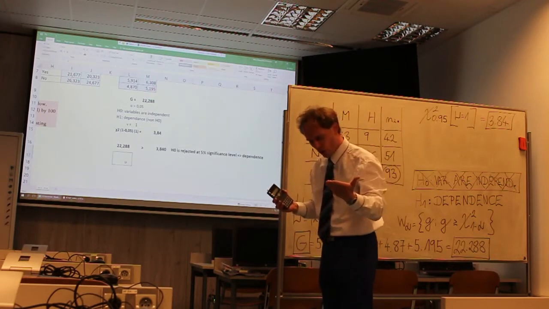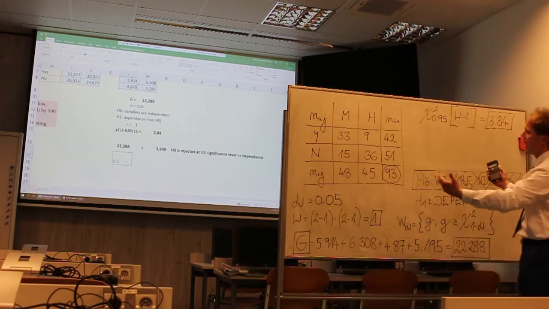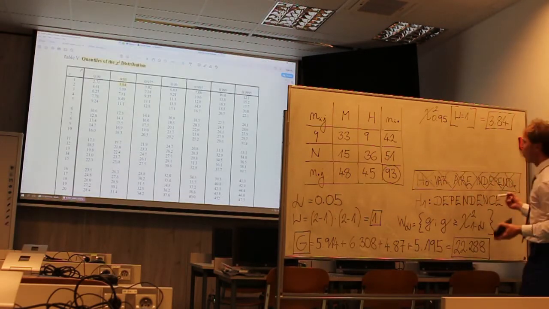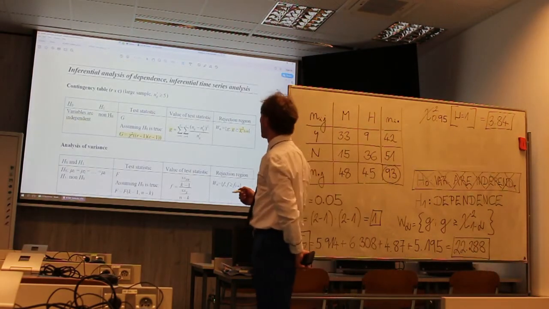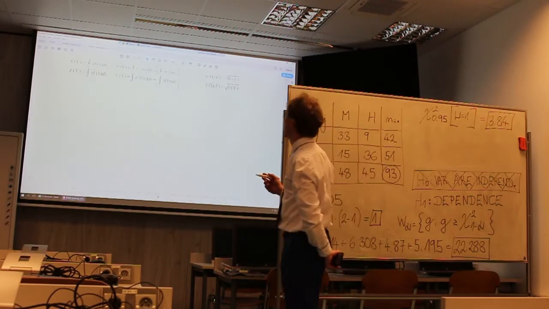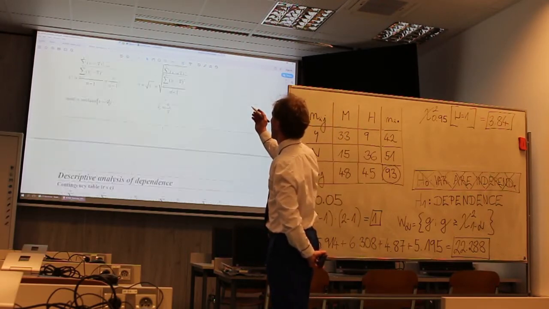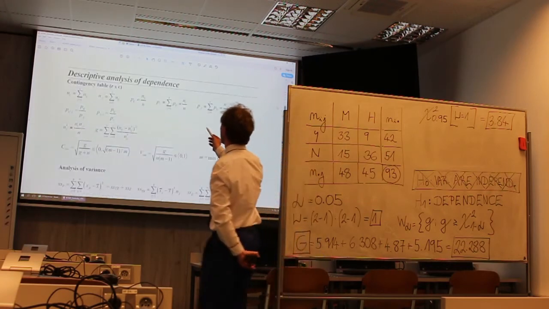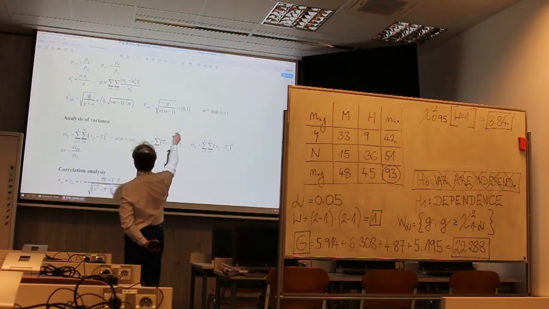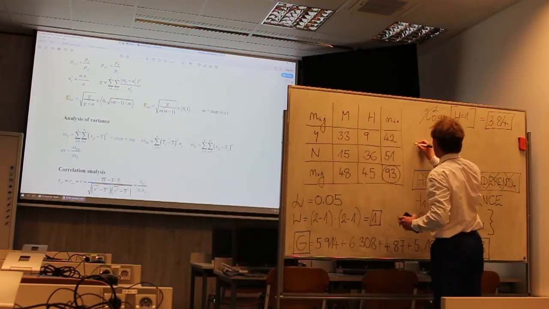Because there is dependence and H0 is rejected, we calculated the Pearson coefficient C and the Kramer coefficient V, because we wanted to characterize the tightness of the dependence, yes? So you know that it's possible to calculate the Pearson coefficient C and Kramer coefficient V. It was on the page here, Pearson C and Kramer V, yes? You already calculated these values.